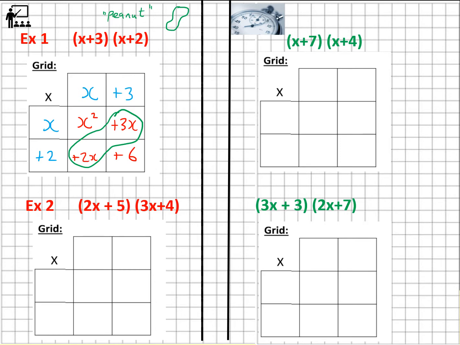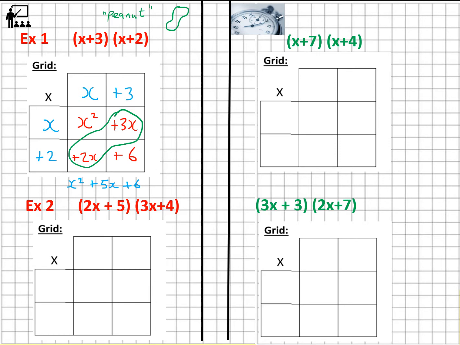All right, and then that's how we collect and simplify. So then we've got our x squared. So I'm going to write my answer down below. So you've got x squared plus, now we've got the 2x plus the 3x, which is 5x. And then we've got the plus 6 at the end, which is 6. And that is our answer, x squared plus 5x plus 6.